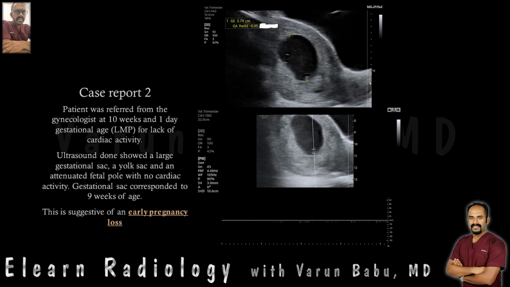This is another case. The patient was referred at 10 weeks for lack of cardiac activity. The ultrasound shows a large sac. It shows a yolk sac and an attenuated fetal pole with no cardiac activity. The gestational sac size corresponds to 9 weeks of age. So, this is again suggestive of an early pregnancy loss.